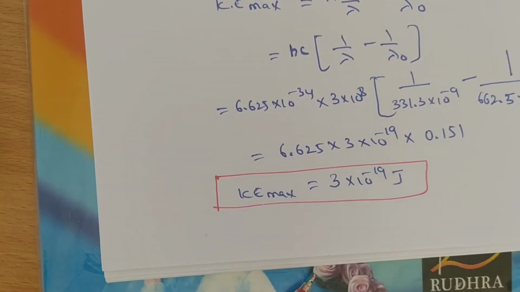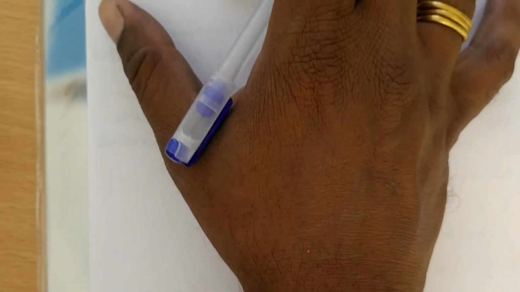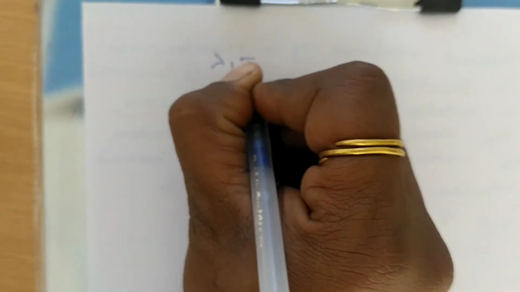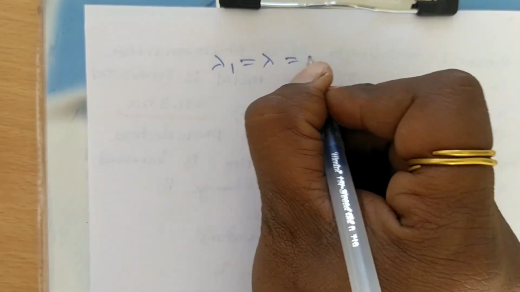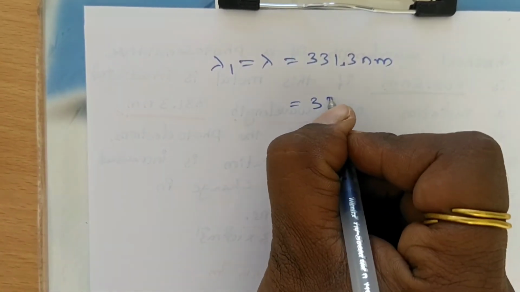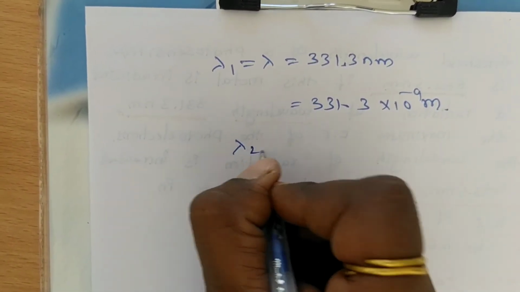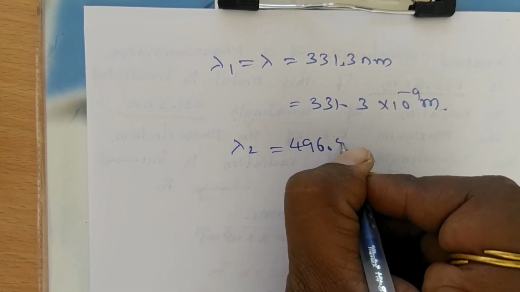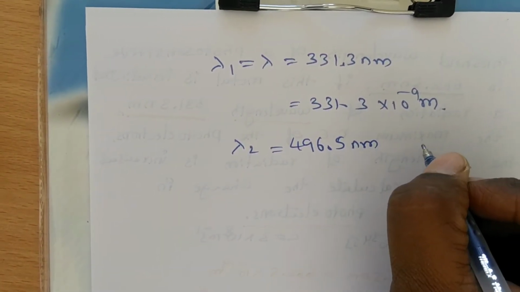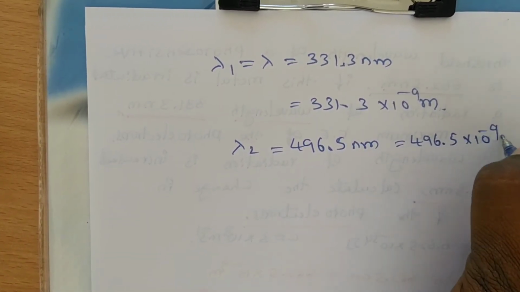Okay, this one also over. Then next one, lambda 1 is equal to lambda according to the question. How much here? 331.3 nanometer, that is 331.3 into 10⁻⁹ meter. Lambda 2 is equal to 496.5 nanometer, it means 496.5 into 10⁻⁹ meter.